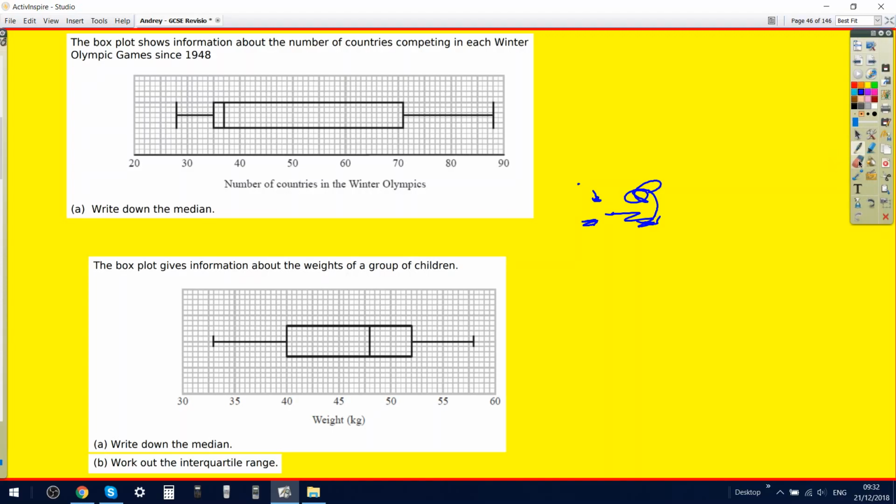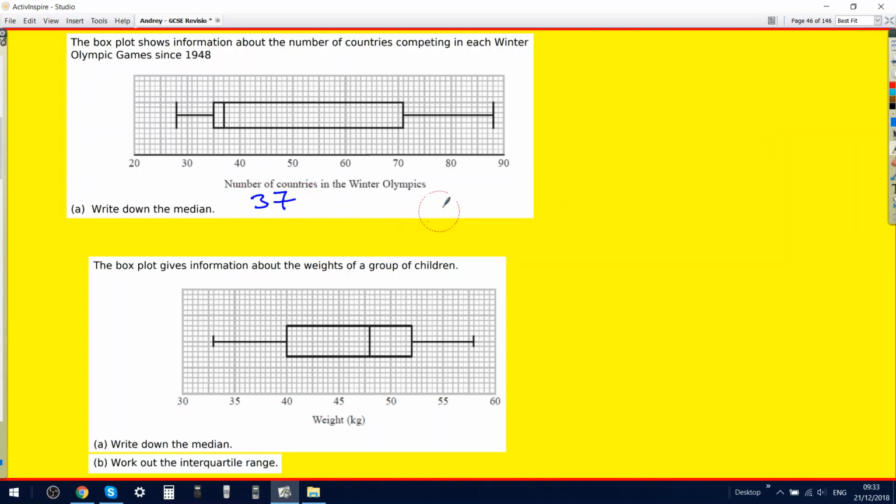And how about part B for the bottom one? Is it 12? Yes. 50 to 12. It's fine.